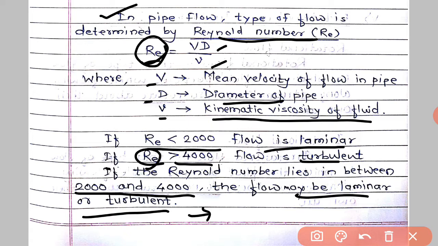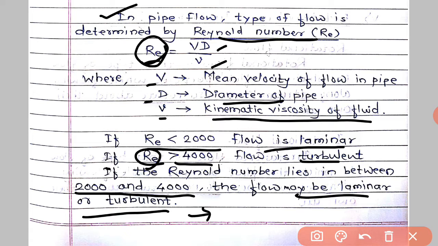And examples of turbulent flow are flow in a river, flow in a canal, or open channel flow. Different open channel flows are examples of turbulent flow. And laminar flow is generally observed in pipelines where Reynolds number is less than 2000. So this is all about laminar flow and turbulent flow.